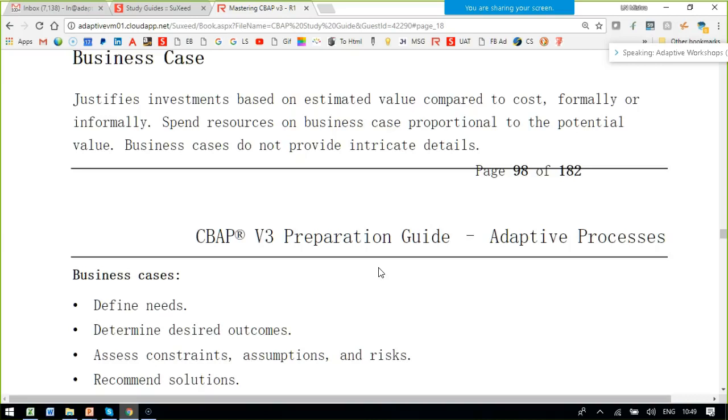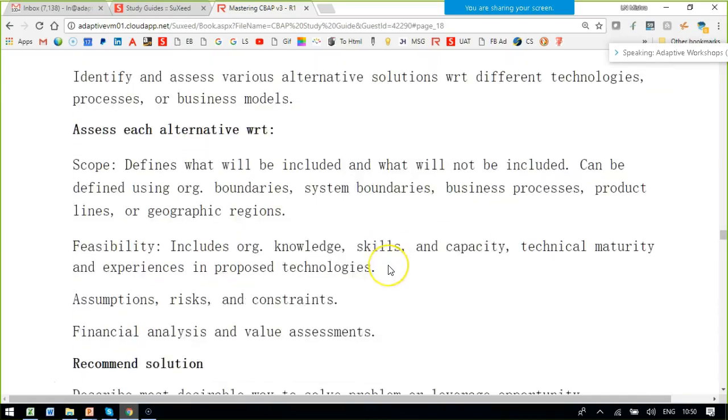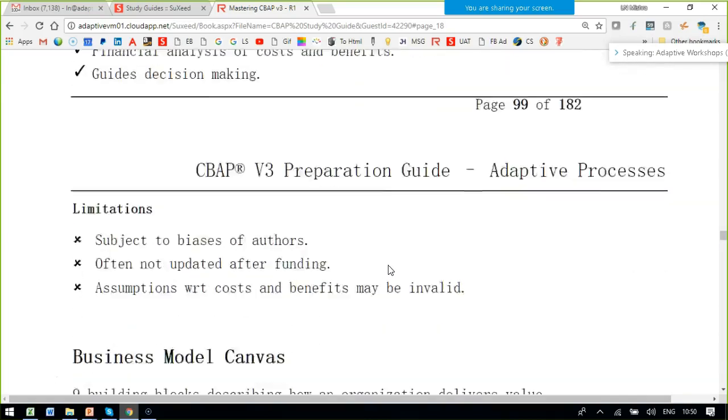Should we go for option 1, option 2, option 3? And based on that, we have to take a call that option 1 costs so much, this is what it will give us. Option 2 will be so much money, this is what it will give us. So which one should we go for? So that is part of your business case.